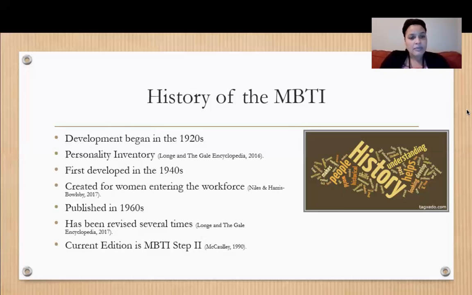Since its inception, the MBTI has gone through several revisions and refinements to what we know today, which is the MBTI Step 2, which is a 93 item questionnaire which ascribes individuals with one of 16 different personality types. These personality types can then be divided into 4 major MBTI dichotomies. They are extroversion, introversion, sensation, intuition, thinking, feeling, and judging and perceiving. This assessment is most often used in career counseling. Next.